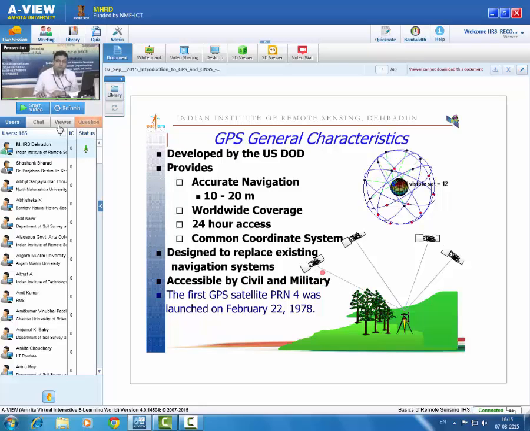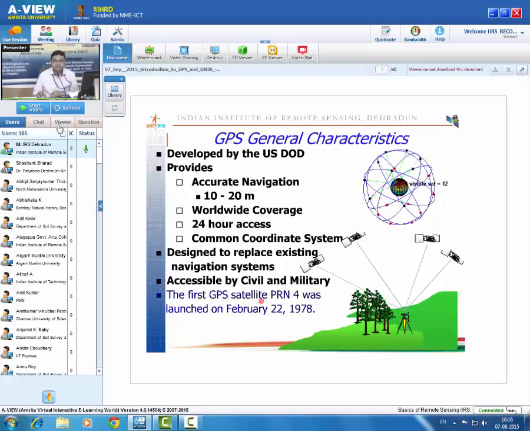As I have told you earlier, it was primarily meant for the defense, as it was basically a development of the Cold War. But once the Cold War has ended, it has opened up. Now the applications have come in the civilian domain, and new applications are coming up daily for the GPS.